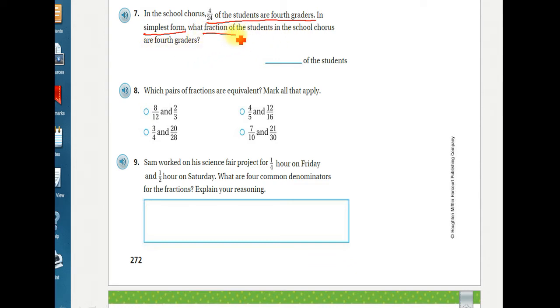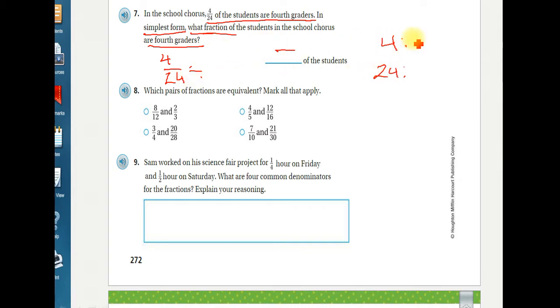So what fraction? I know my answer has to be in fraction form, because it says what fraction. And I need to put it in simplest form. So I say simplify, you say divide. That's right. So what can go into 4 and 24? Well, to do this, I need to find the factors of 4 and 24. So I pull out the 4, I pull out the 24.